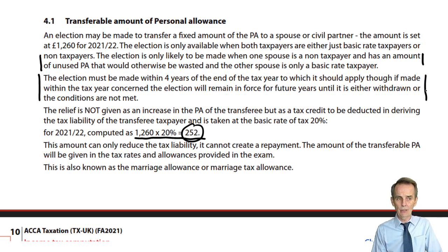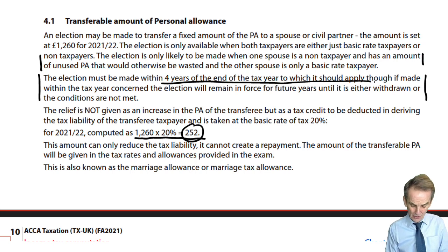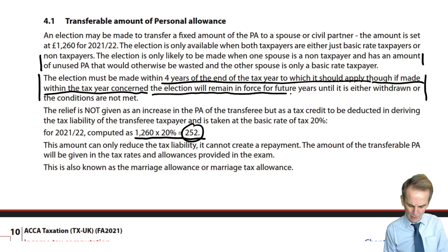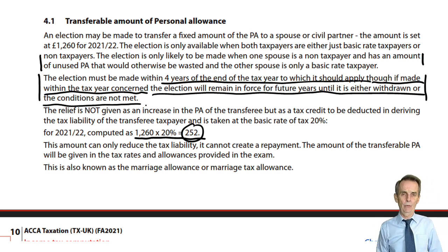The only thing that matters there is that you know the stuff that you need to know on the day. You can forget it the next day, therefore. So the election has to be made within 4 years of the end of the tax year to which it should apply, so plenty of time in which to make it. If made within the tax year concerned, the election will then remain in force for future years until either it is withdrawn or the conditions are not met. If this situation is likely to repeat itself year on year, that option allows you to get this election going through automatically without having to separately make that election following the end of each such tax year.